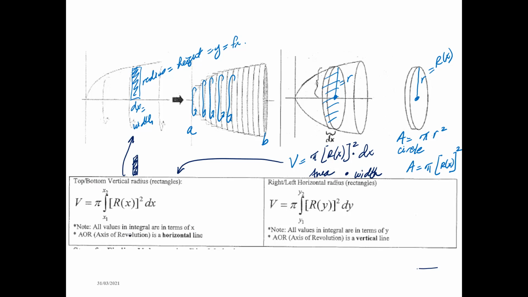And it says the axis of revolution is going to be a horizontal line. Now, on the other hand, if it's a right-left horizontal radius, meaning this way, it's going to be pi times the integral r of y squared times dy. And the axis of revolution is a vertical line. So it's kind of an interesting concept to grasp, but for the time being, just keep that in mind.